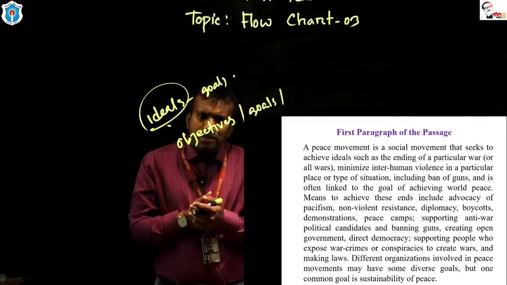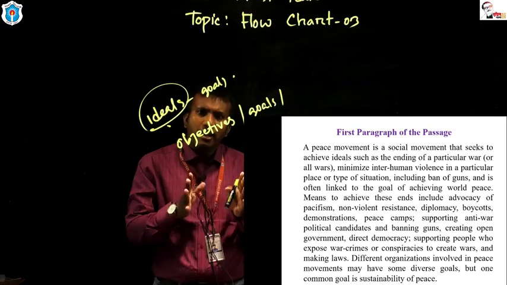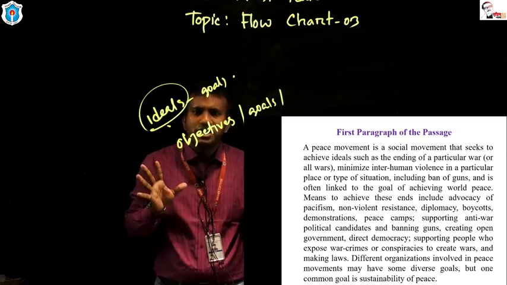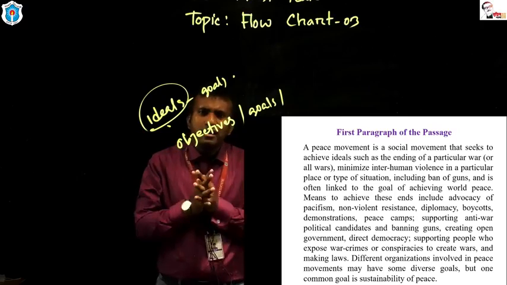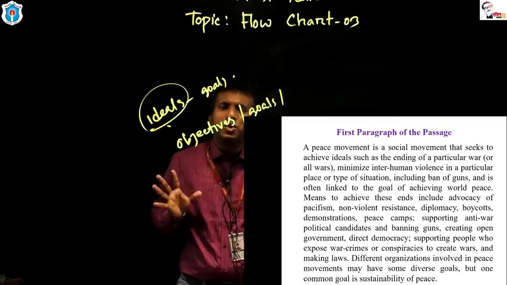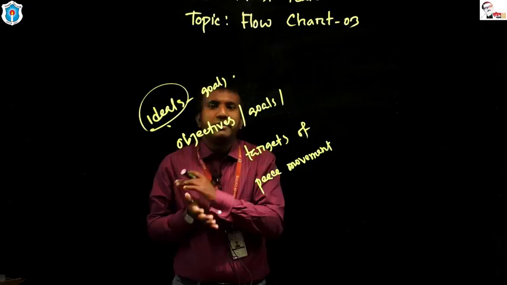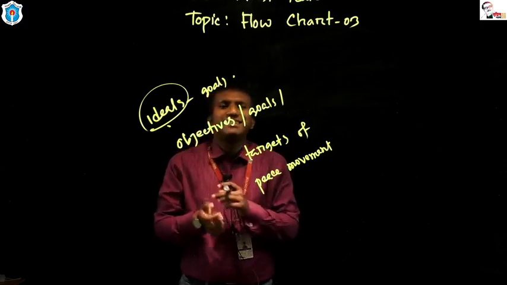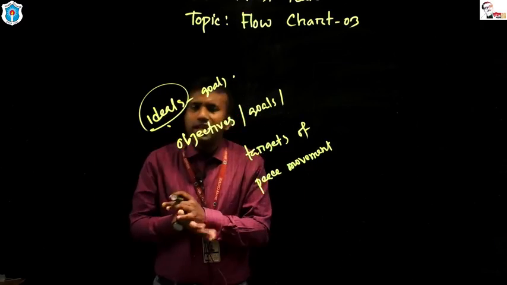We are talking about peace movement, and peace movement is working to ensure peace all over the world. There are different organizations of peace movement, and all of them have different objectives, but one objective is common to all, and that is achieving world peace. We need to ensure world peace, and in order to ensure world peace, there is one tool, and that is peace movement. So we have got another target of peace movement, and that is achieving world peace.